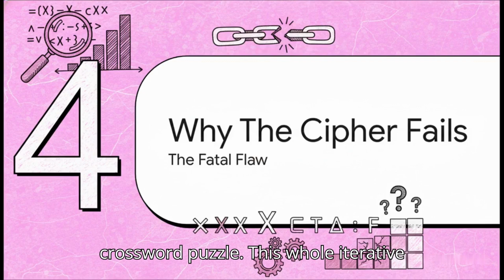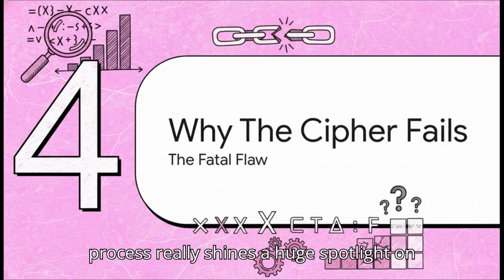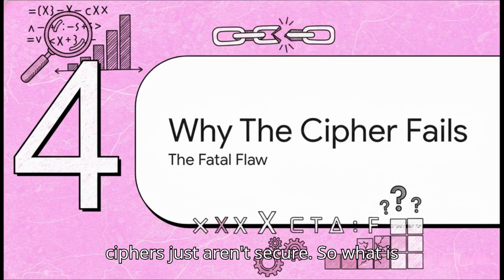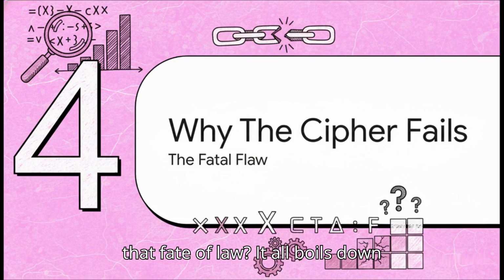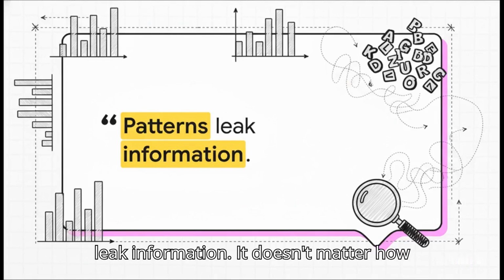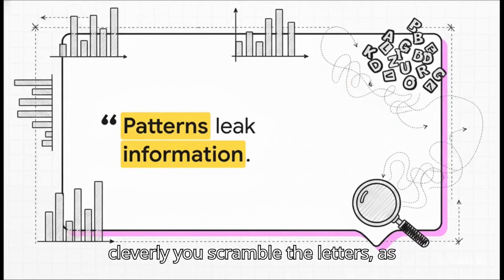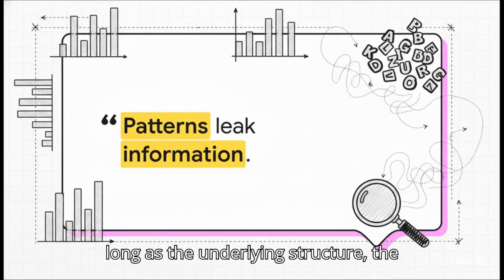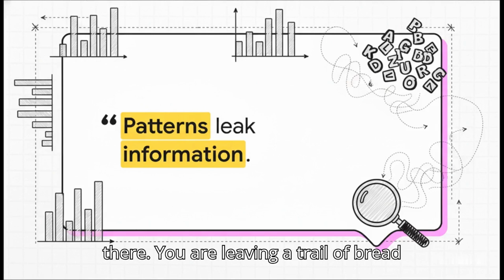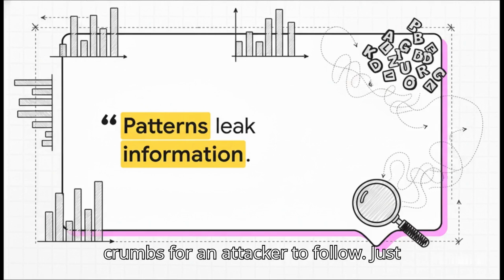This whole iterative process really shines a huge spotlight on the fundamental reason these types of ciphers just aren't secure. So, what is that fatal flaw? It all boils down to the single powerful idea: patterns leak information. It doesn't matter how cleverly you scramble the letters, as long as the underlying structure, the patterns of the language, are still there, you are leaving a trail of breadcrumbs for an attacker to follow.